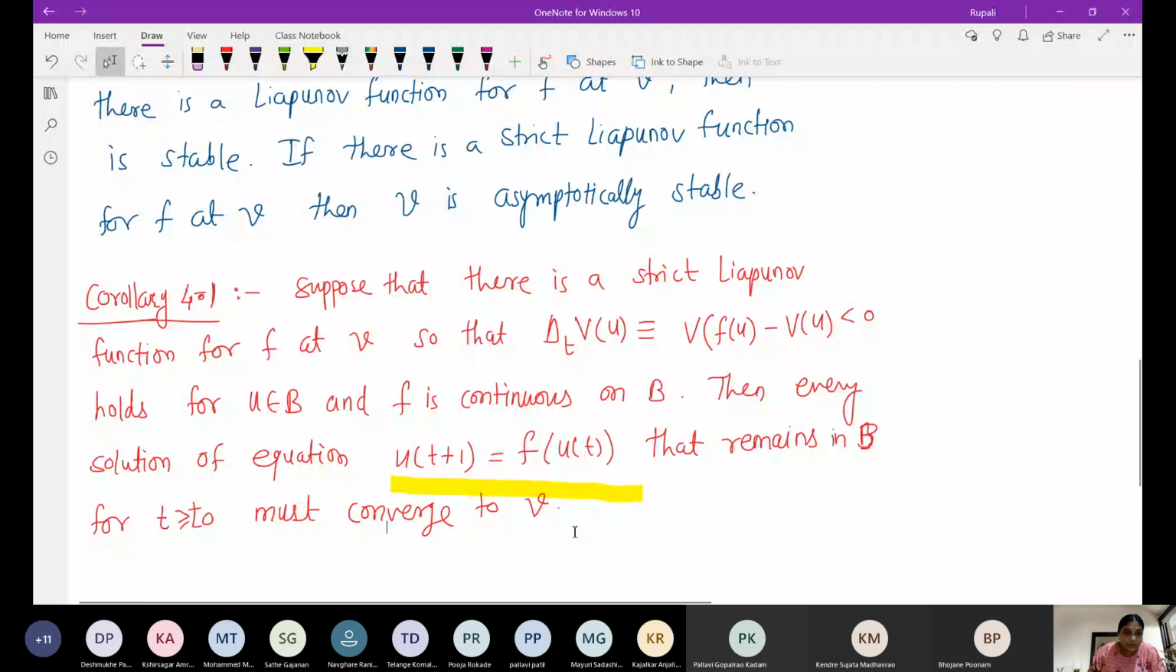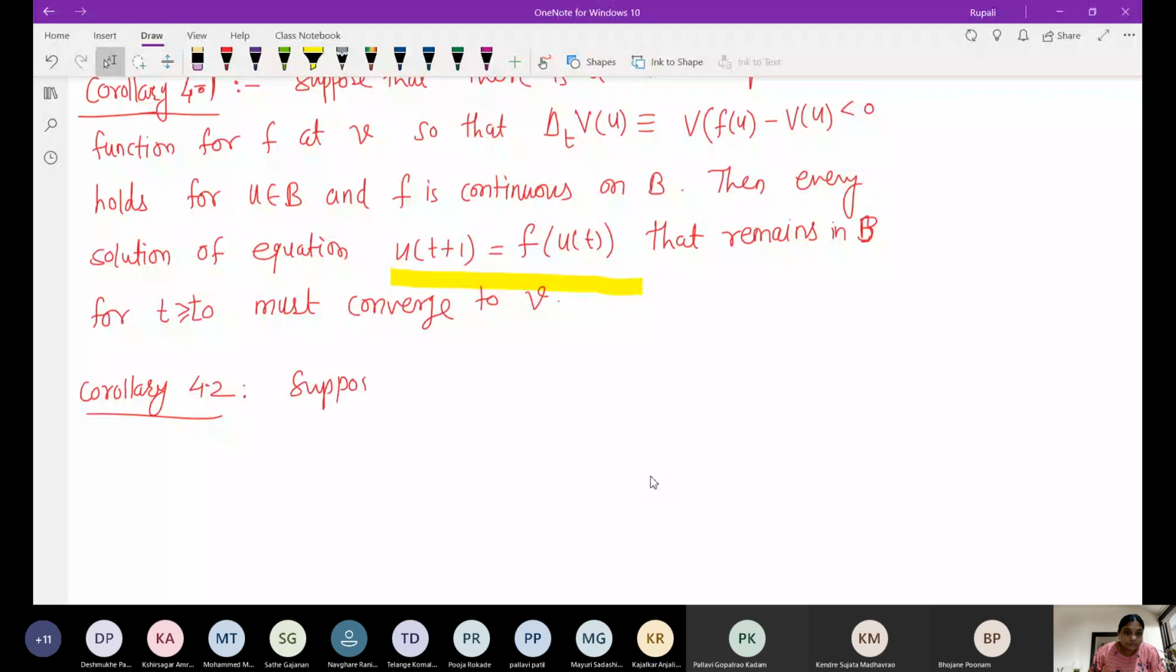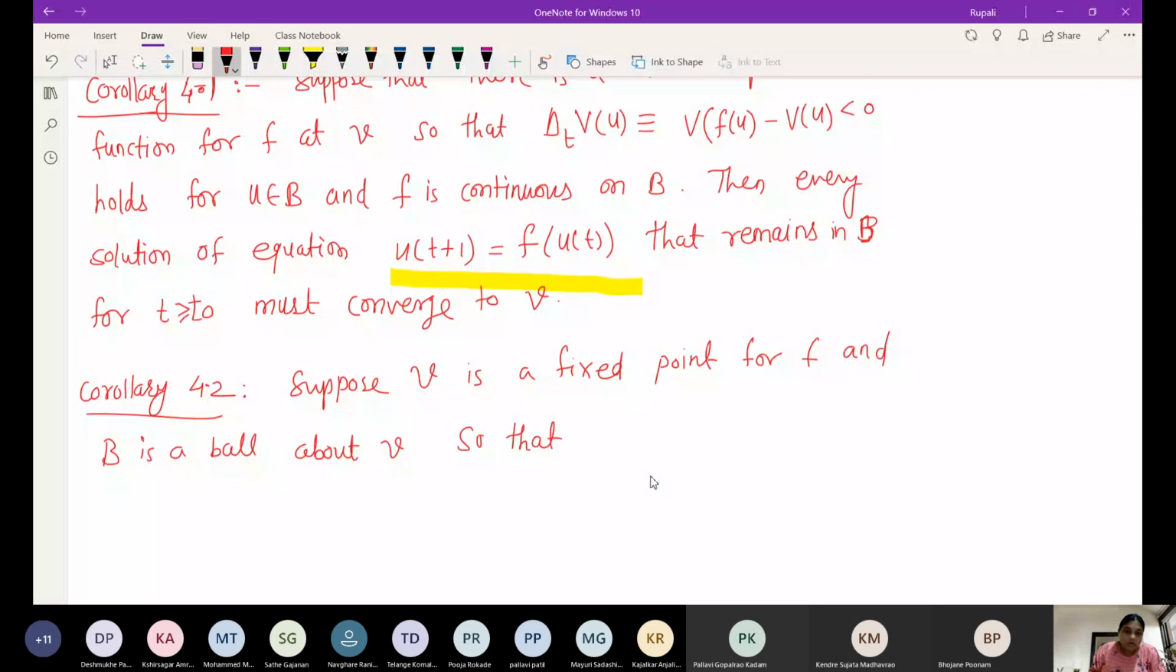Suppose V is a fixed point for F, and B is a ball about that fixed point. I mean the center is the fixed point, so that mod of Fu minus V is strictly less than mod of U minus V for U belongs to B, whenever U is not equal to V.